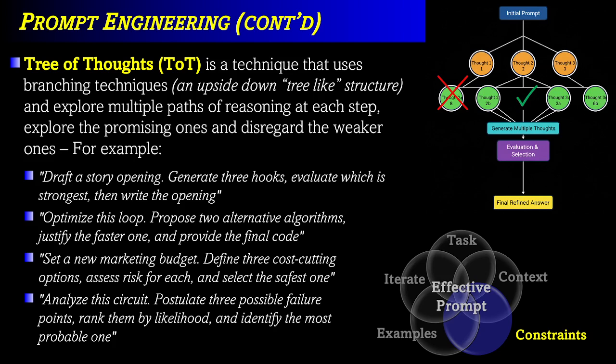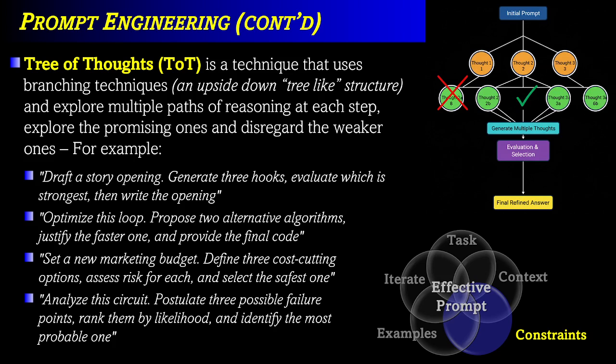Draft a story opening. Generate 3 hooks, evaluate which is strongest, and then write the opening. Optimize this loop. Propose 2 alternative algorithms, justify the faster one, and provide the final code.